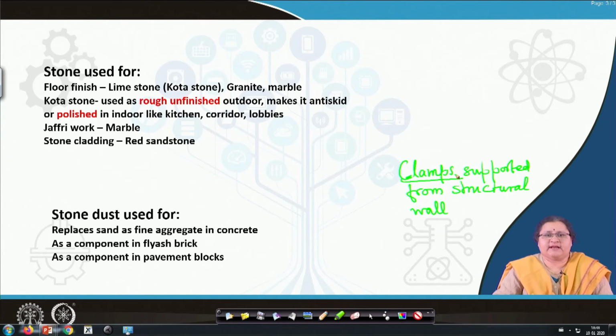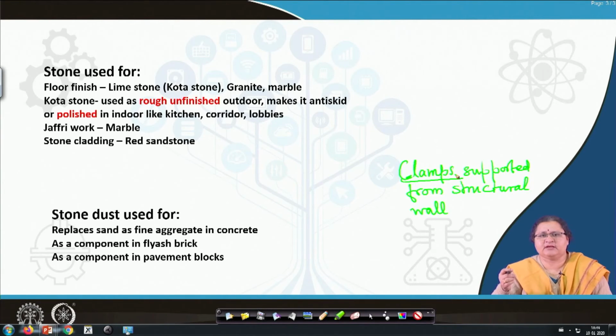Now, coming to stone dust, what are the uses of it? You have seen the use of aggregate. The larger pieces obtained from the quarry are crushed down to some particular size, and below that which forms the coarse aggregate or the large size particles. However, the dust forms the component for maybe making fly ash bricks. It can be used as a fine aggregate in concrete making and also even for paving blocks.